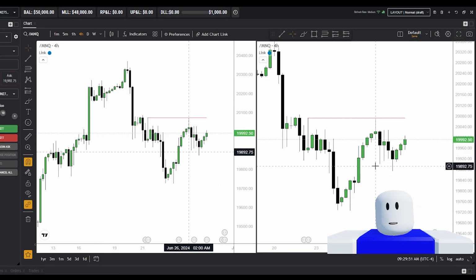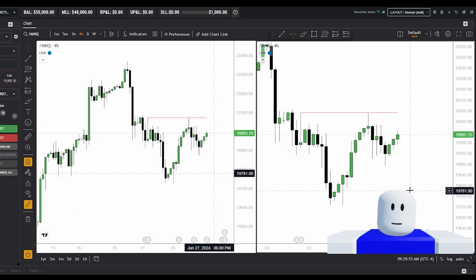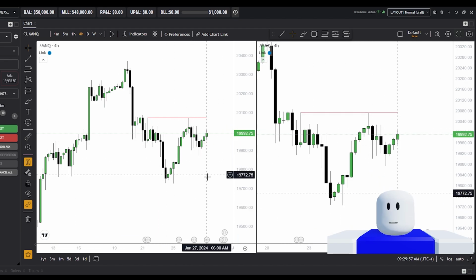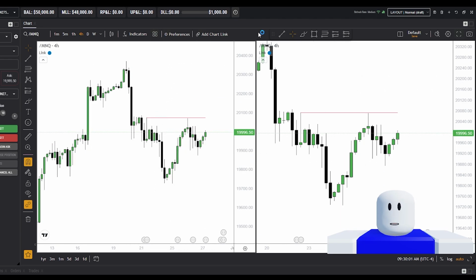I've switched to Top Step X, so this is a new layout. And yeah, let's get right into it. On the 4 hour, what I see is that price respected this bullish order block.